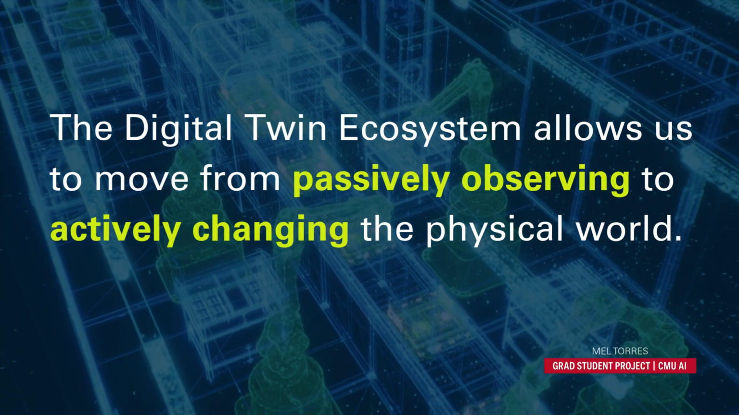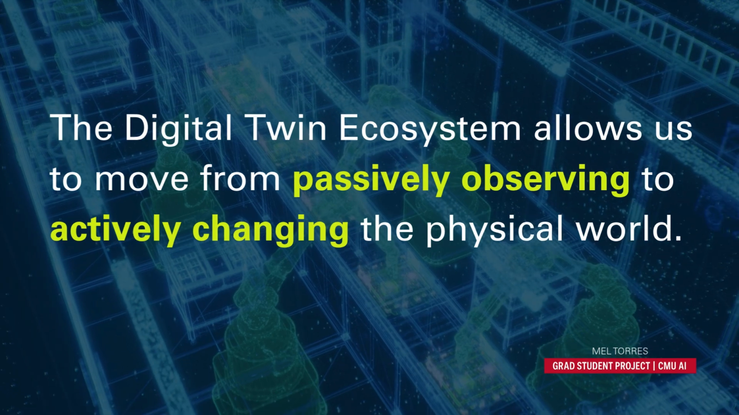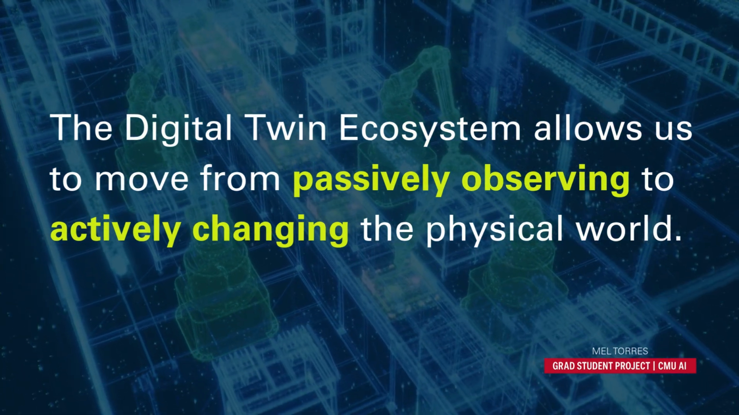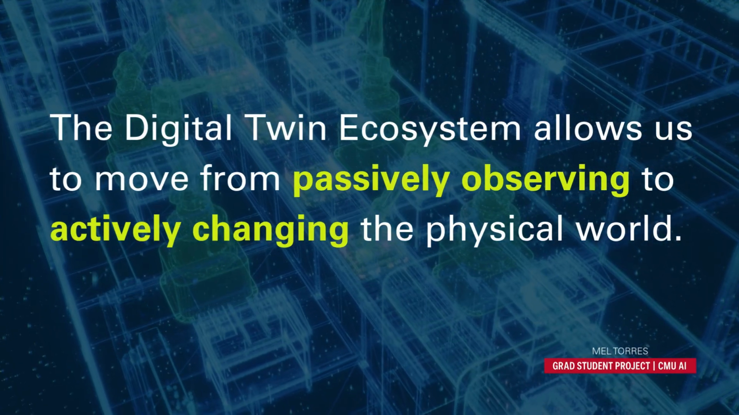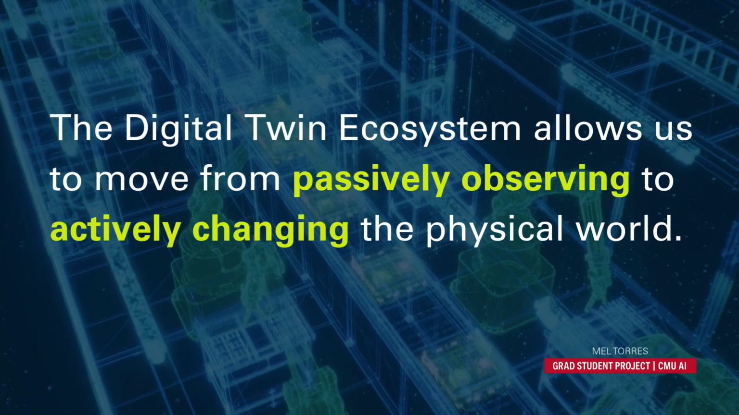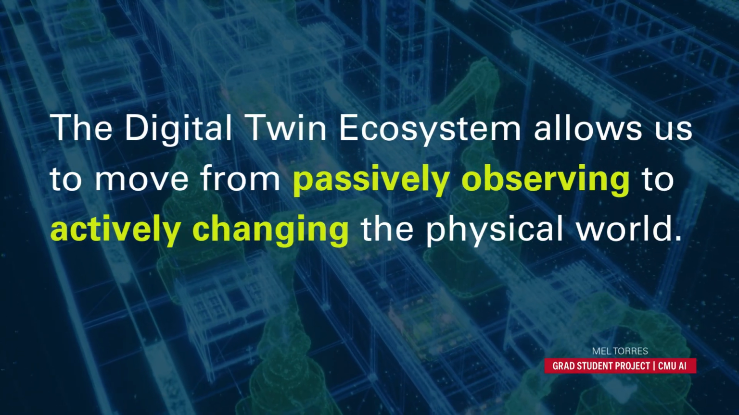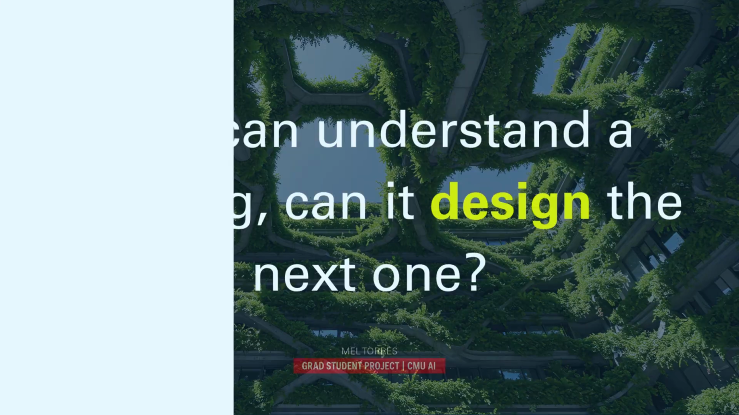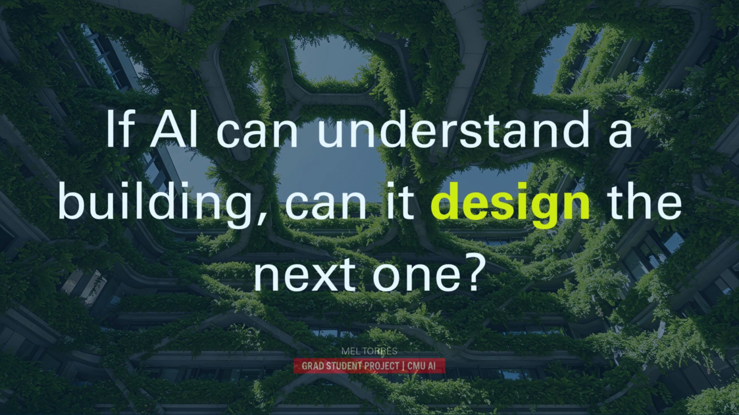So, what we have in the end is this really powerful feedback loop. Remember the digital twin ecosystem? We use the sensors to observe the real world. We use the controllers, the AI, to understand it. And then we use actuators to take that digital understanding and turn it back into precise, intelligent action in the physical world. It's a complete circle.